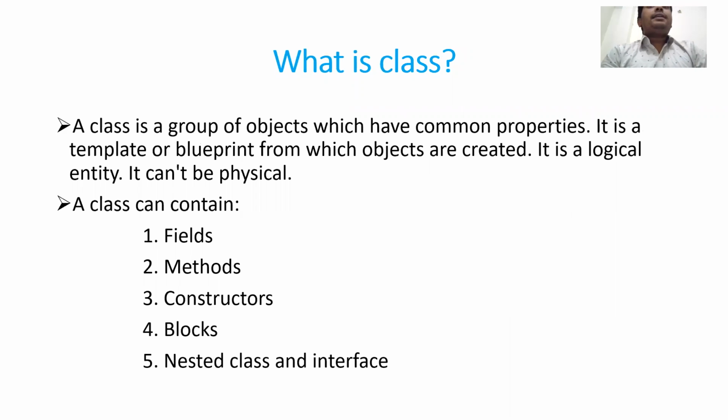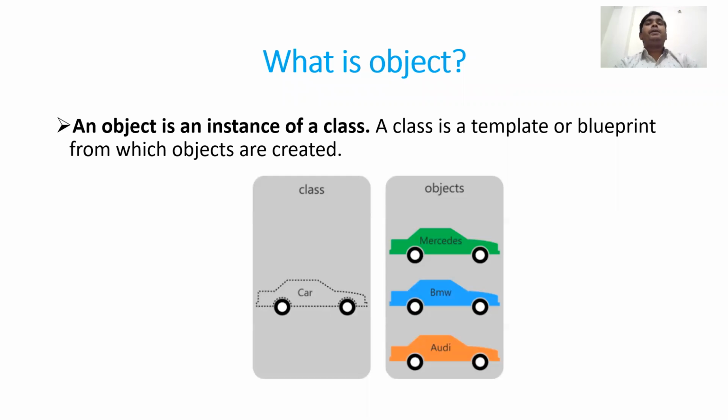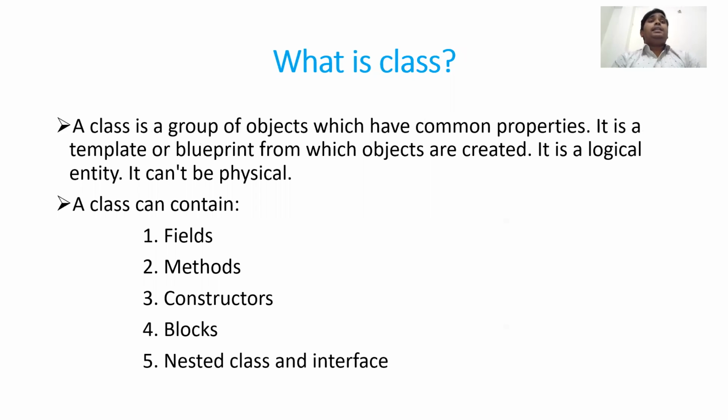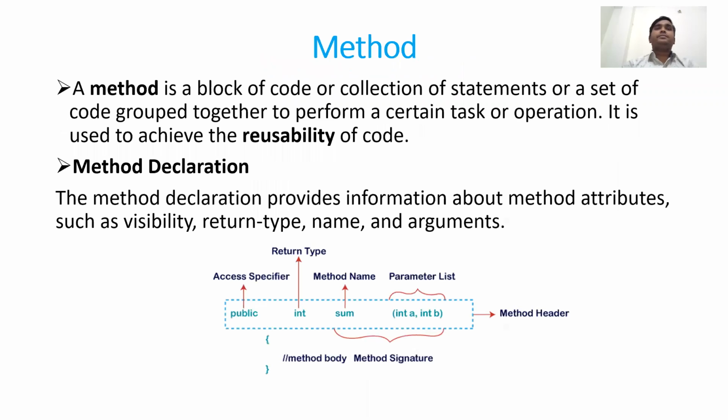Well, this is the class. A class is a group which has common properties. In the previous slide, we can see that Mercedes, BMW, Audi are the objects of the car class. Then Mercedes, BMW, Audi have common properties. So here we can say Mercedes, BMW, Audi are the objects of car class. It is also a logical entity. It can be physical. A class can contain fields, method, constructor, blocks, and nested class and interface.